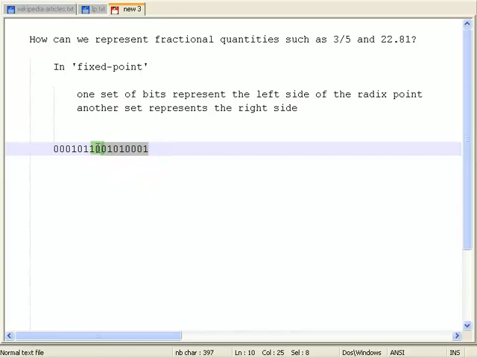Well, for the left side of the radix point, yes, the translation is straightforward. You simply take the decimal value and you translate it to binary. However, when you convert the right side of a radix point from one number system to another, the conversion does not work the same as it does on the left side. And to understand why not, we'll have to look at number systems again.